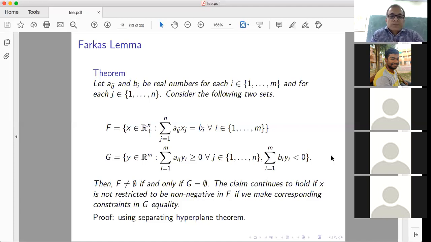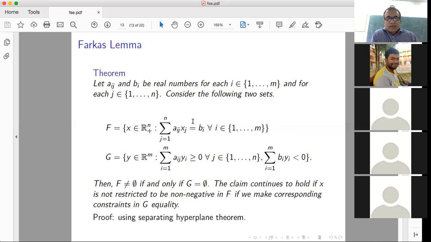Okay, so basically this is a direct application of the separating hyperplane theorem. Of course, to apply it, you need to think exactly in what space you should apply it and so on. So that's basically the trick.